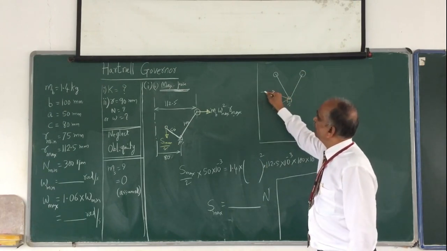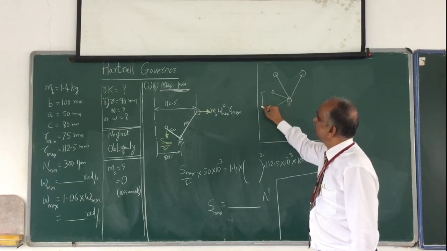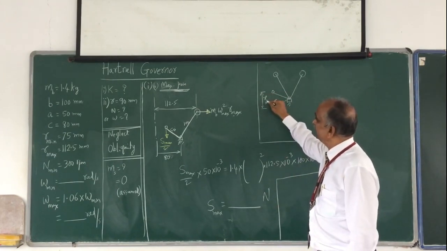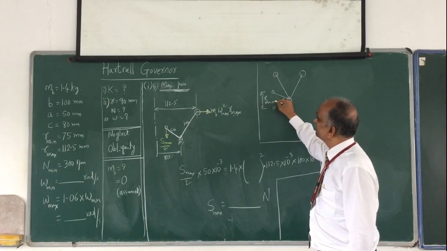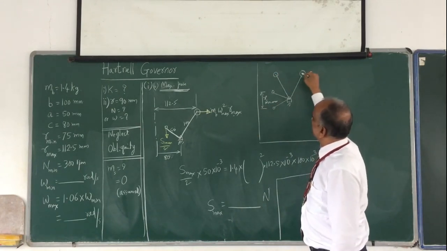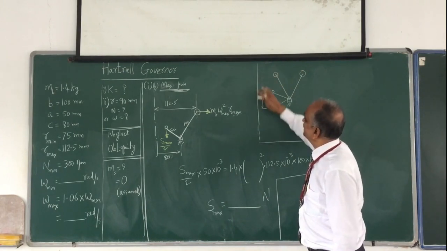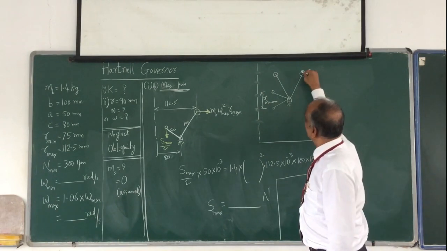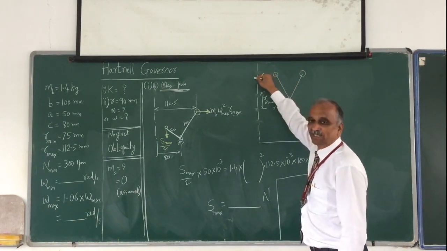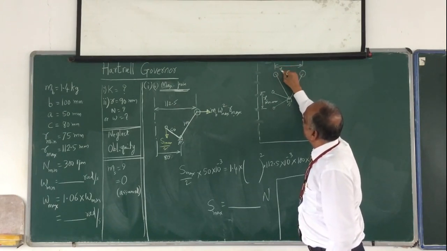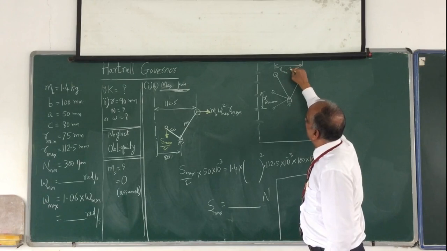And I want to know what is this displacement. So in general I call it X, the sleeve displacement between minimum and maximum. And what is this distance? Let me assume that this is the spindle axis. This distance is R max, this distance is R minimum, and what is this value? R max minus R minimum.